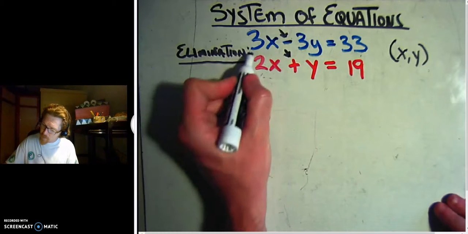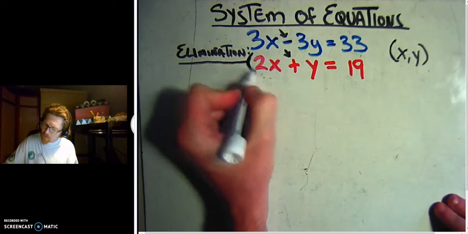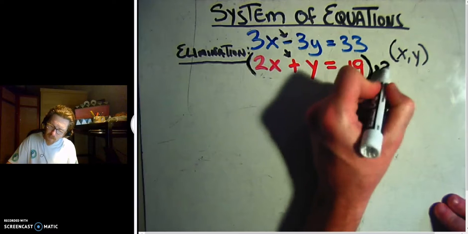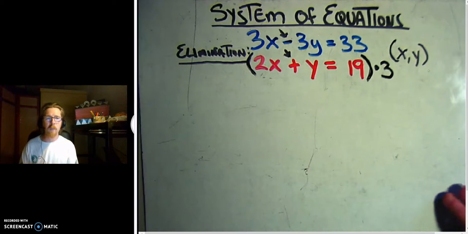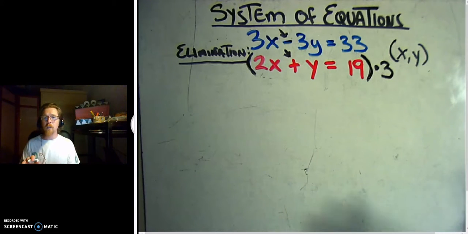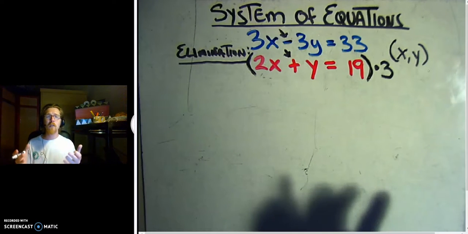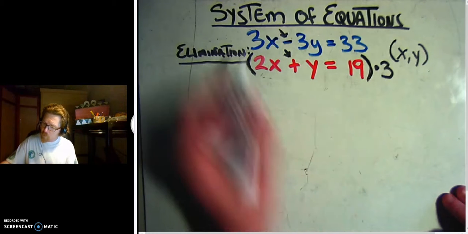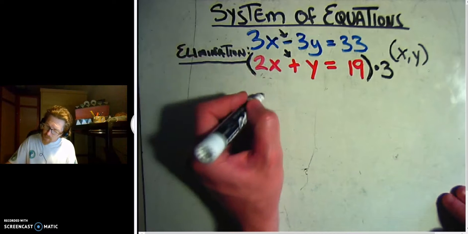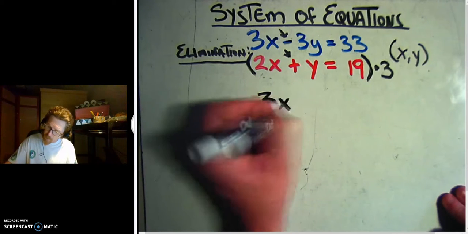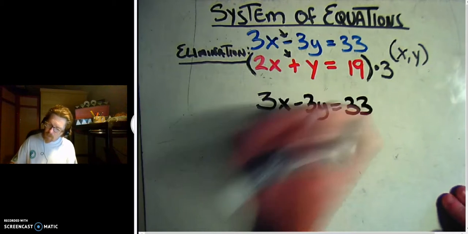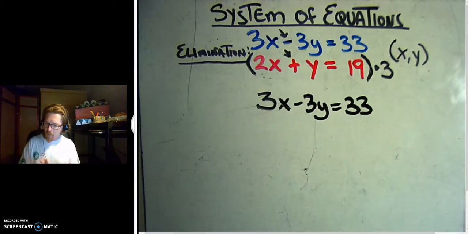So what I'm going to do is kind of an arithmetic trick. I'm going to take everything in this equation and multiply it by 3. That's not going to change the values of the equation itself, but it's going to change the structure of the terms. I'm going to take 3 and multiply it by 2. Now, the top equation didn't change. It's still 3x minus 3y equals 33, but the bottom equation has now been manipulated.